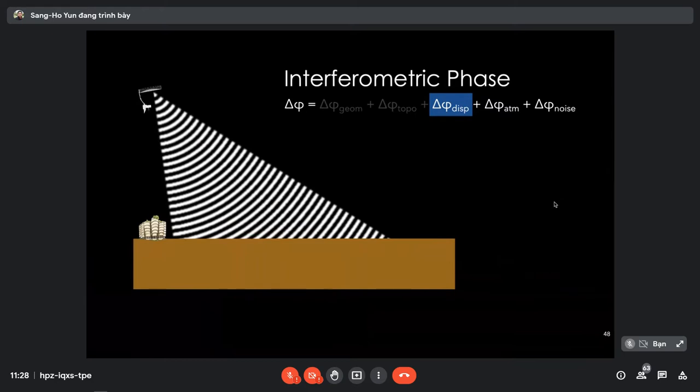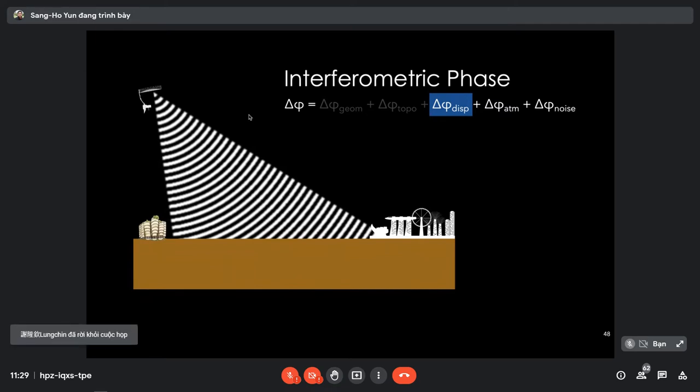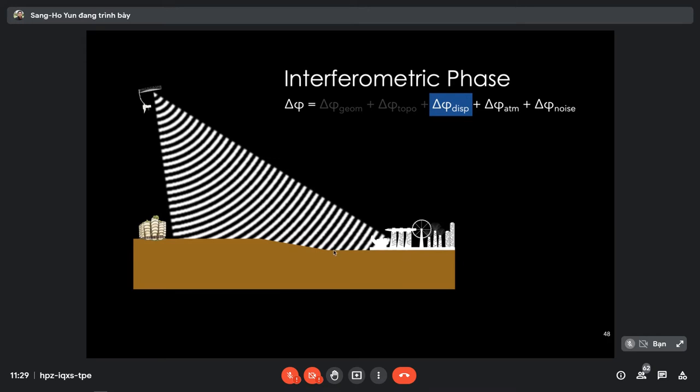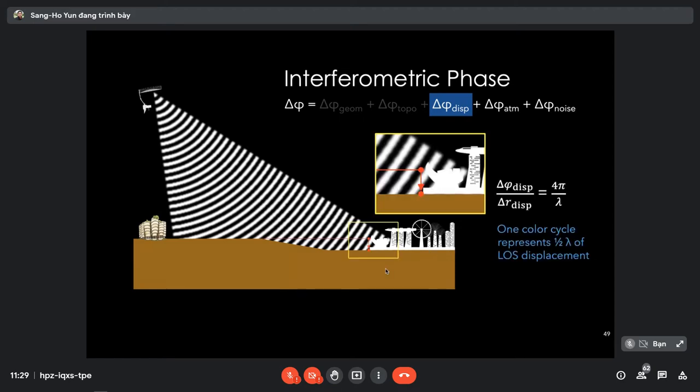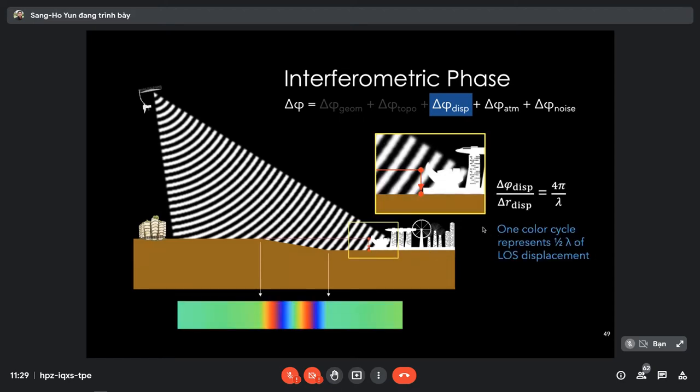Now, that was about topography, but let's look at the displacement component. Let's assume that the satellite can magically come back to exactly the same point, or we figure out the geometry and topography effect and subtract that. What is left is the displacement between T1 and T2. Let's say there was a construction activity, and due to the increased mass, there was subsidence of the ground in this area, or groundwater extraction induced ground subsidence. That shows up as a color fringe as well.